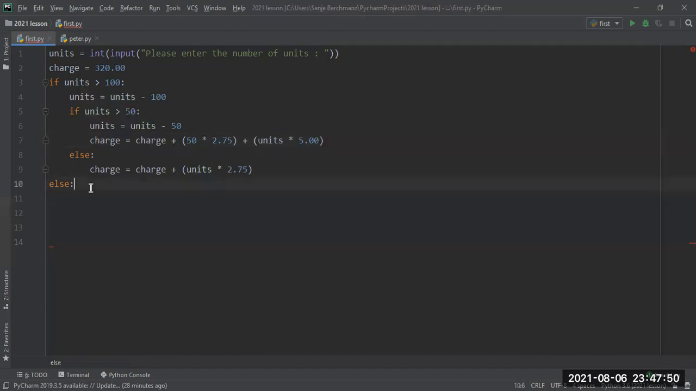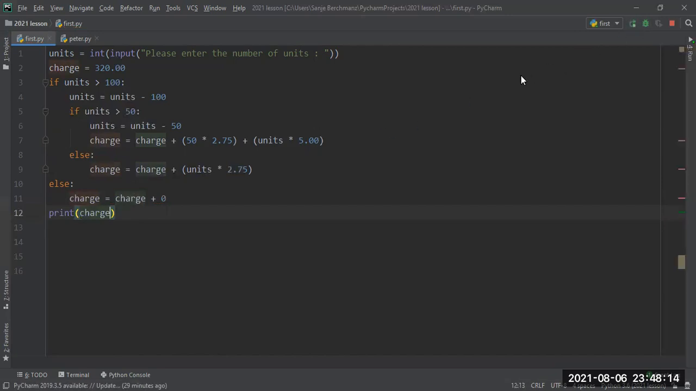Then if this is not greater than 100, you will say charge equals charge plus 0. Then you print charge. That's it. So let's run this and see.